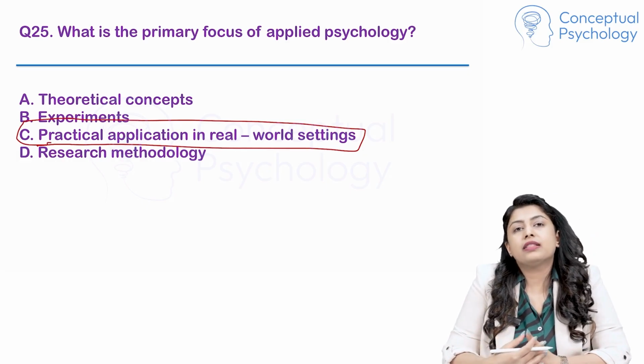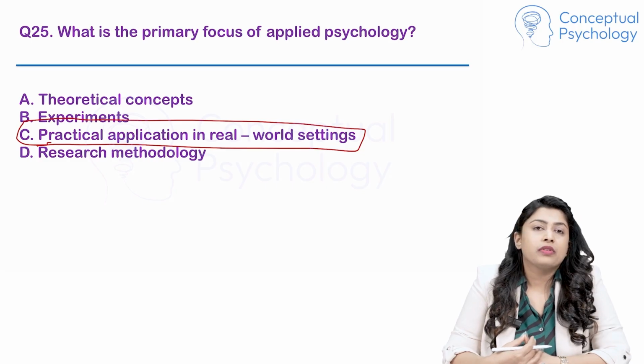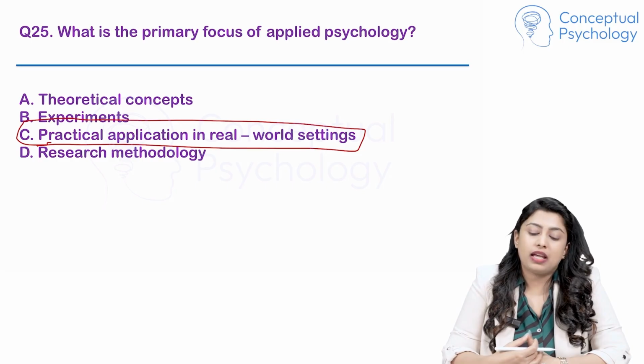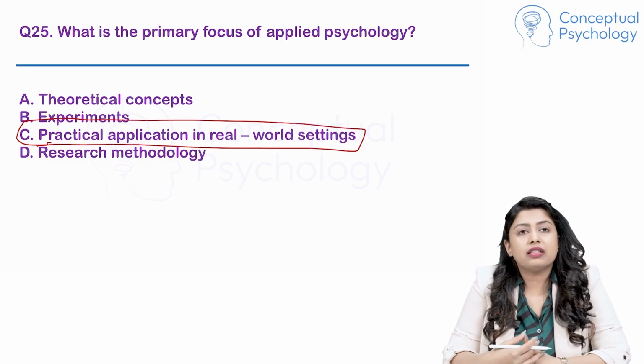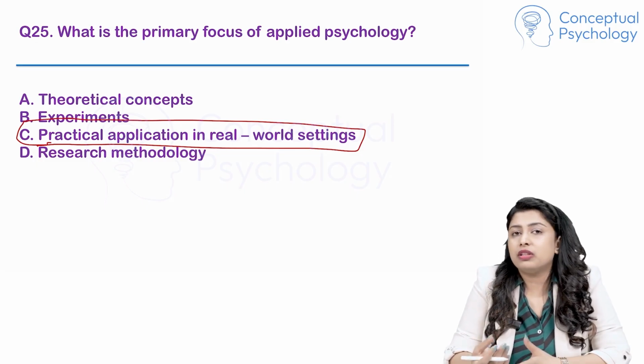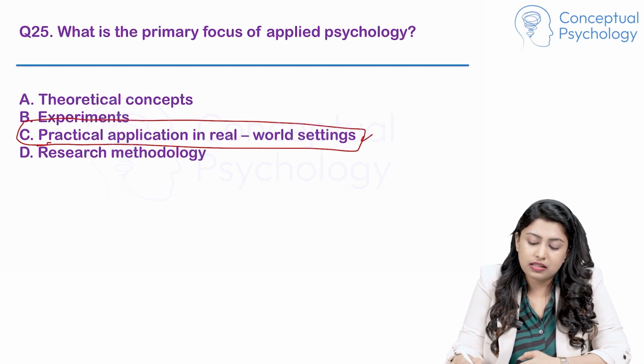So, applied psychology focuses on using psychological principles, theories, and even the findings to solve the practical problems, and it improves the human welfare in real world settings, such as maybe in a clinical practice, maybe in education, maybe in community interventions, and even in businesses.